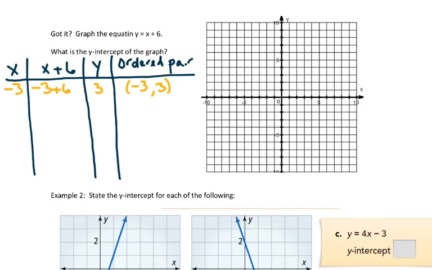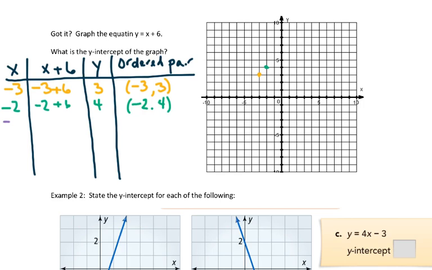So I'm going to go ahead and plot that point. I'm going to go -3 on the x value, 3 on the y value, so I would get a point right there. Let's go ahead and plot that point right now. Next I'm going to plug in -2, so I'm going to do -2 plus 6. That equals 4. So my point is (-2, 4). So let's go ahead and plot that one. -2 on the x value, 4 on the y value, so it's right there. Go ahead and plot that.